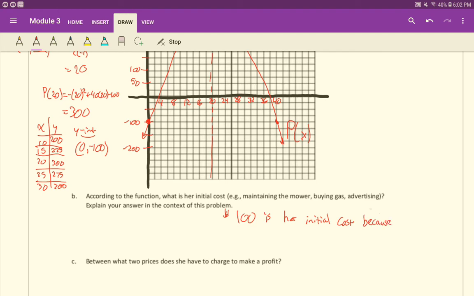Because this is her profit, if she charges $0 to mow.